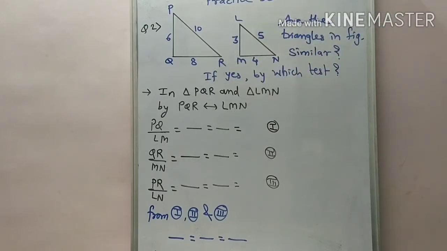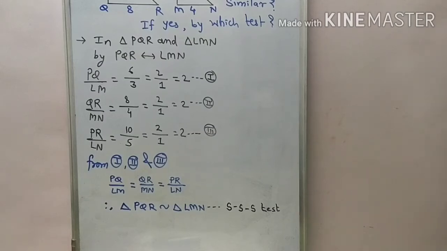As you substitute those values, what you observe here, students, is that PQ upon LM means 6 upon 3. We get the simplest form as 2 upon 1, which means 2. Similarly for QR upon MN and PR upon LN, we substitute the given values and get the ratio in simplest form as 2. So all three ratios of the corresponding sides are the same, and therefore by the SSS test the given two triangles are similar triangles.